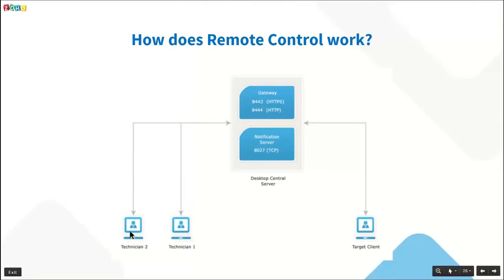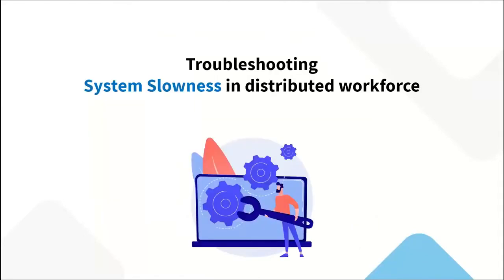Now when the second technician logs in, the gateway component is capable of detecting the already existing session, so it will share the same images with the second technician automatically. This is exactly how the remote control works in the backend. If you have any questions on this, feel free to ask in the chat. All right, let's go to the next task.